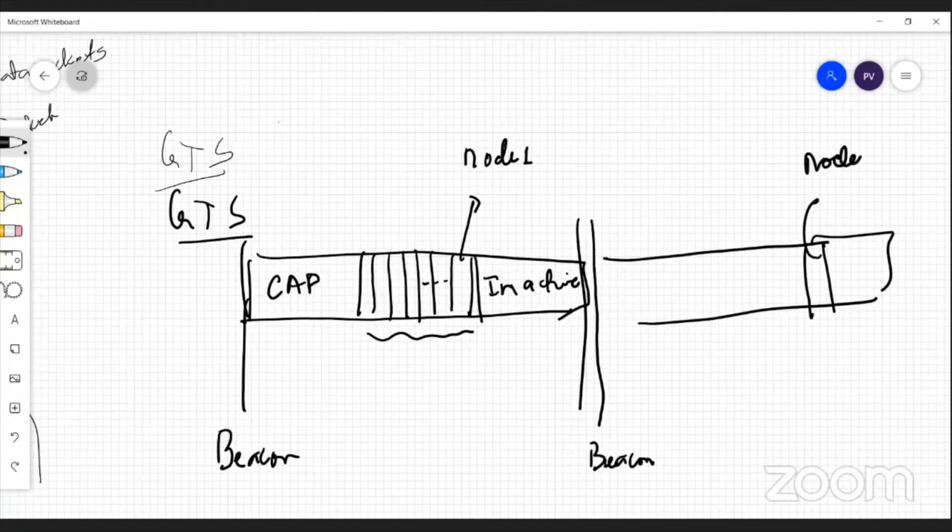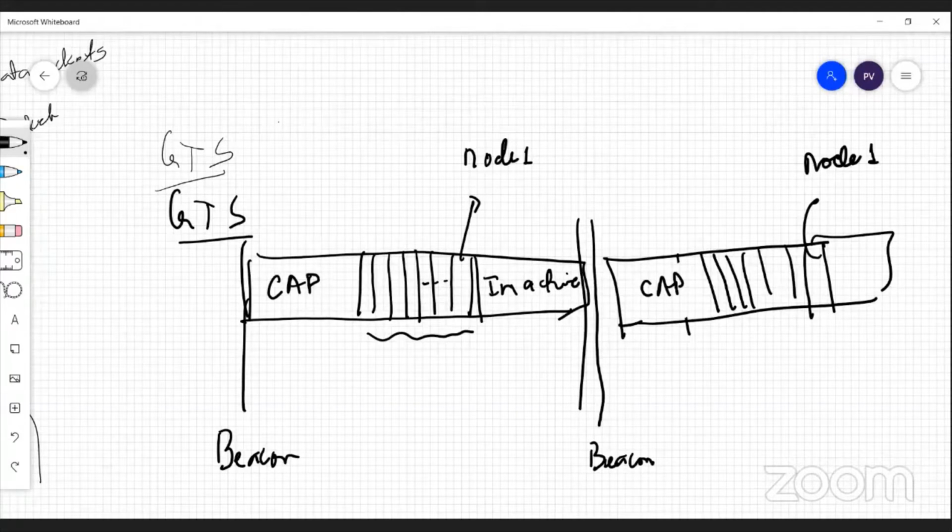transmission. Okay, I have assumed that as usual there is CAP, slightly bigger one, of course, CAP here, and these are the different GTS slots, and the node gets the slot, I mean the time slot all over for its transmission.